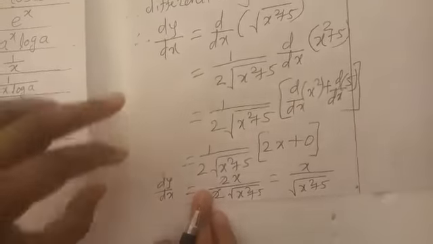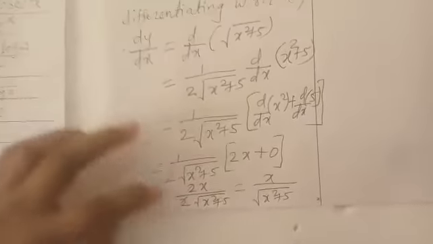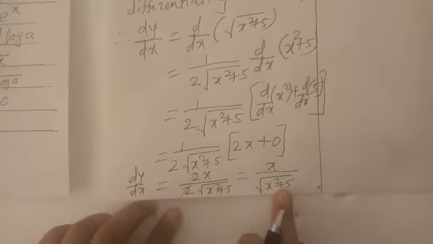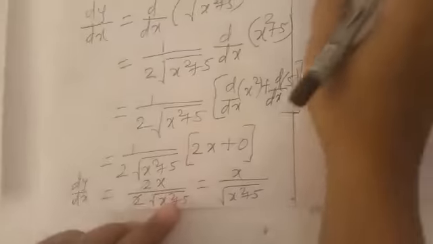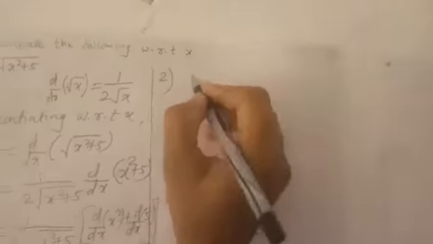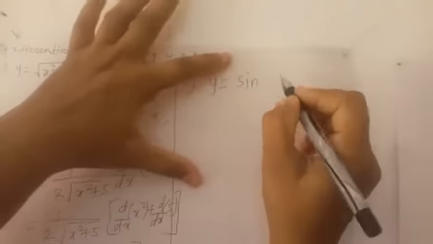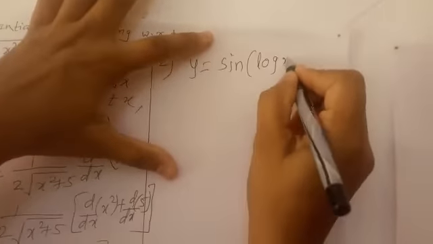And therefore we got the derivative of this function, dy by dx is equal to x upon root x square plus 5. Similarly, we have to see the second example. y is equal to sine log x.